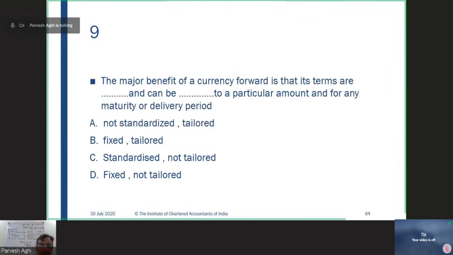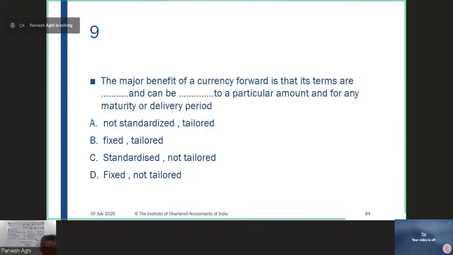The major benefit of the currency forward is that the terms are not standardized, because standardization happens only in the futures market. There the lot size is decided, the maturity day is decided, and the day of final settlement is decided by the stock exchanges. Whereas in a forward contract, you have your own maturity date, and you can choose the number of dollars you want to take a forward cover for. So there is no standardization, and it can be tailor-made as per your requirement. So option A is the right option.